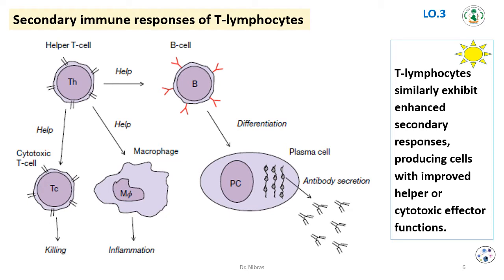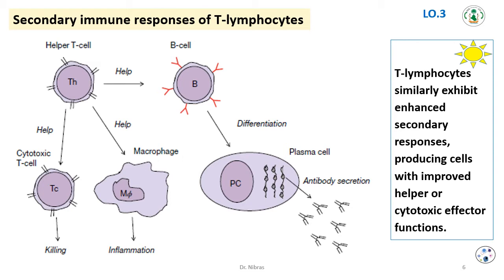Secondary immune responses of T lymphocytes. T lymphocytes similarly exhibit enhanced secondary responses, as we mentioned in the previous slide, producing cells with improved helper or cytotoxic effector function. Here in this diagram, as we see, helper T cell, upon secondary encounter with the same antigen, will expand, proliferate, and activate, and then exert its effect by producing cytokines and chemokines to help other cells to be activated, like B cells.